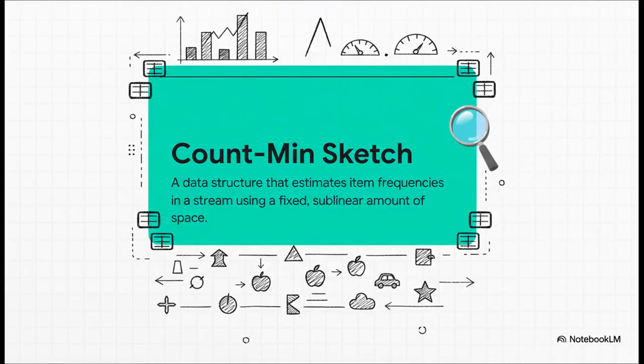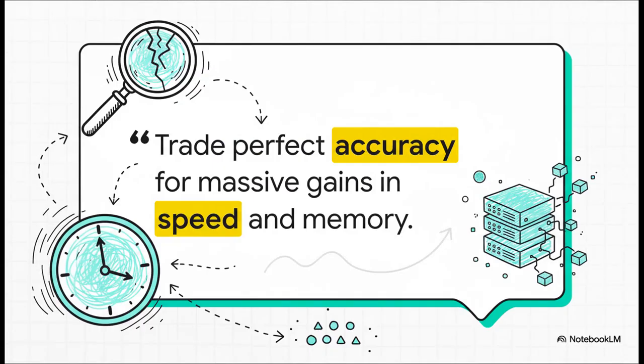So what is this thing exactly? A CountMin Sketch is a special kind of data structure that doesn't give you perfect exact counts. Instead, it gives you very, very good estimates. And here's the crucial part. It does this using a small, fixed amount of memory, no matter how many millions of unique items you throw at it.